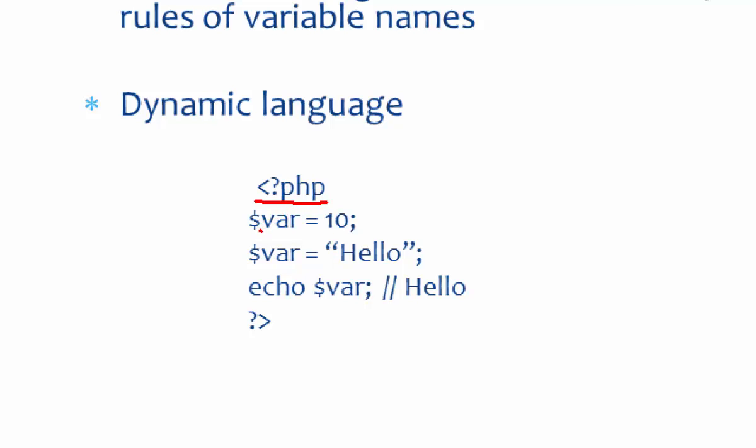So our first variable that we created is var, and we initialize it to be the integer value 10. After that, we redefine it to be the string hello. Now, in between, we don't change the data type, we just change it right away. And when we use echo, it prints out hello the string. So that's an example of our dynamic language.